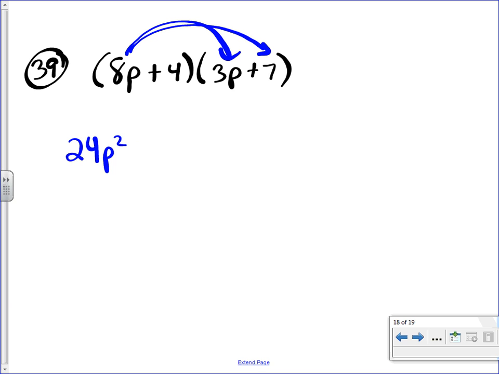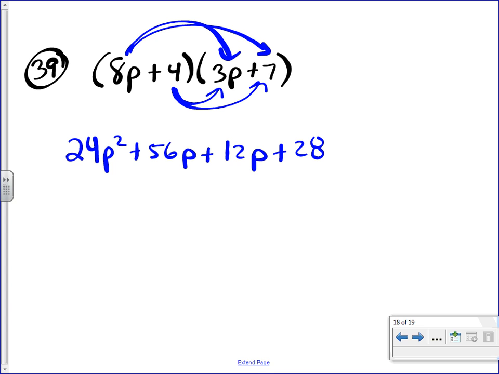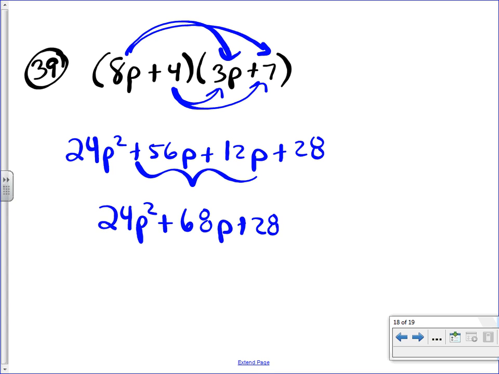56 what? P. Then we're going to go inside here. 4 times 3p, that's going to be a 12p. And then one more, 4 times 7, that's 28. However, most of the time, these two right here in the middle, you can combine those. When you combine those 56 and 12, you end up with a 68p. And that's what we're looking for.